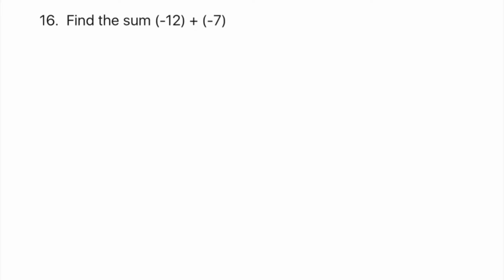Find the sum, -12 plus -7. Since the signs are the same, we find the sum, so 12 plus 7 is 19, and we keep the sign. So -19 is your answer.